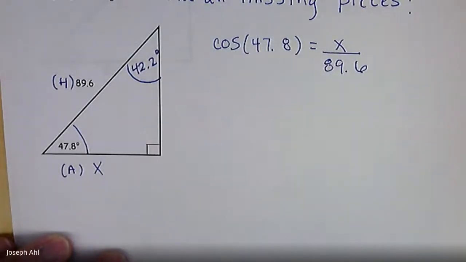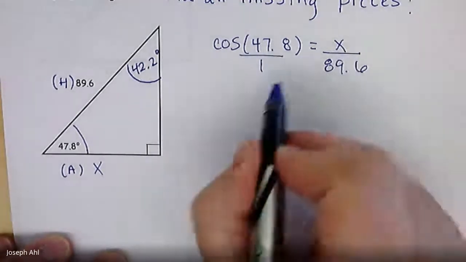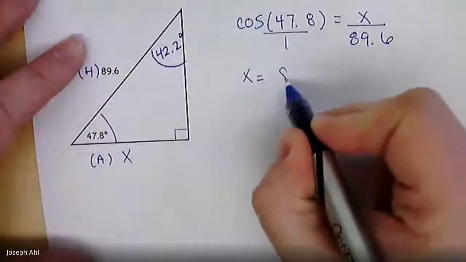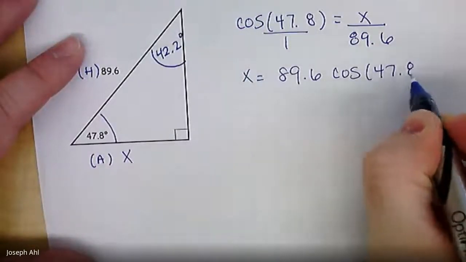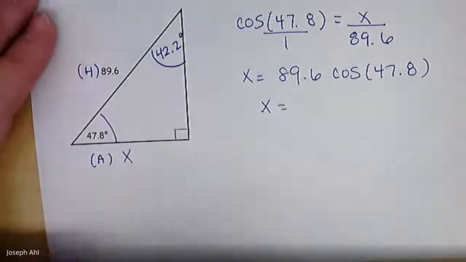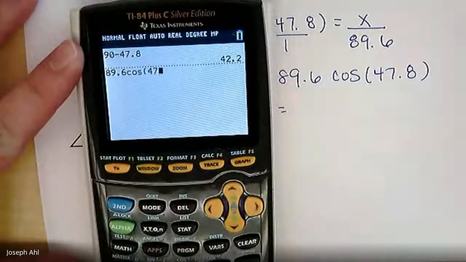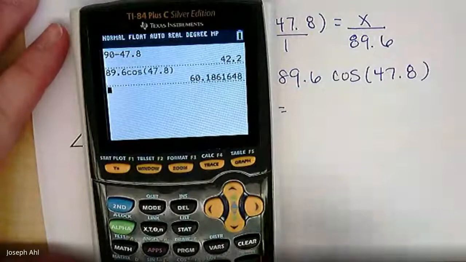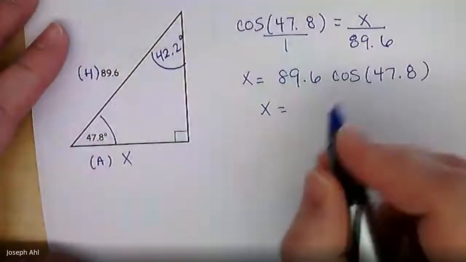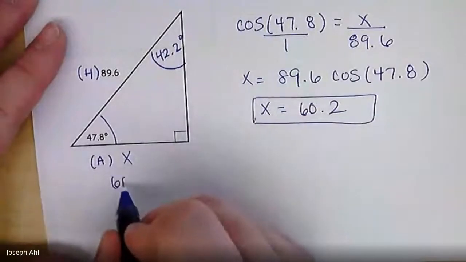Now that I have that, we can put this over 1 and cross multiply, just like I was finding sides up here a minute ago. So we get x equals 89.6 times cos of 47.8 degrees. And rounded to the 10th place on the calculator, let's see what that is. 89.6 cos 47.8 is 60.2 to the 10th place. So we have this missing side right here is 60.2.